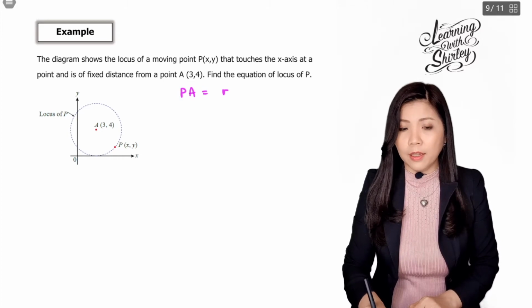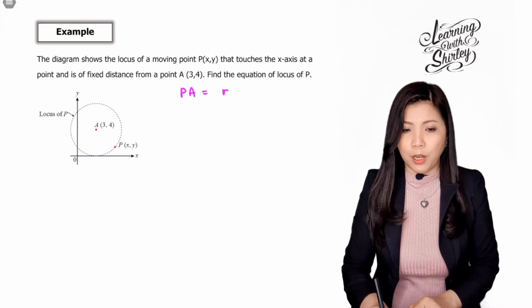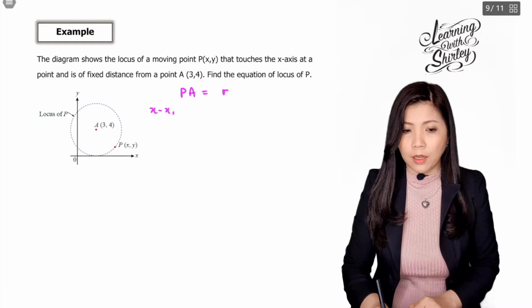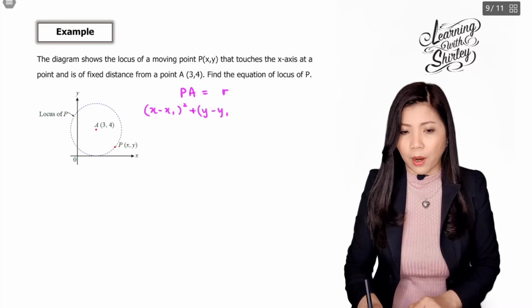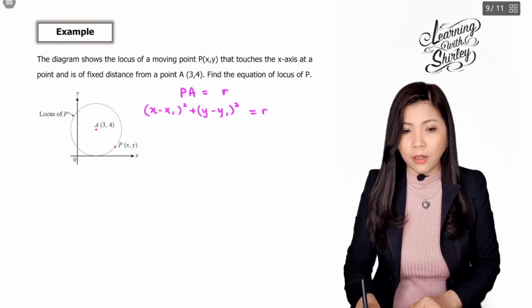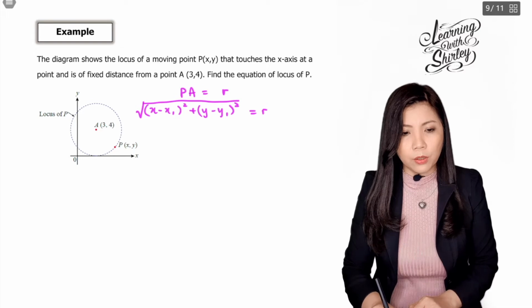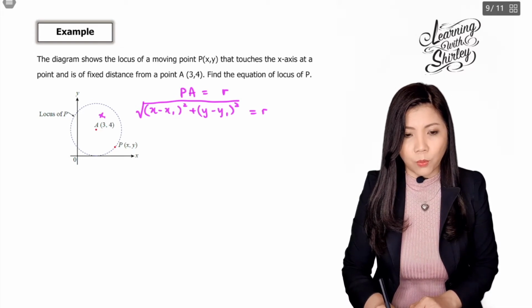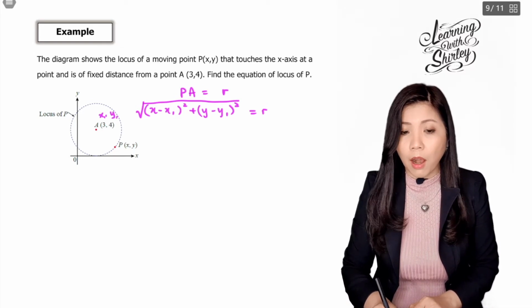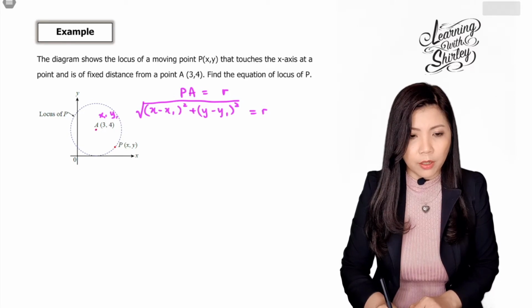To find the distance PA, we use this formula: the square root of (x minus x1) squared plus (y minus y1) squared, equals R. Remember to square root this. We're going to substitute the values, so this is x1, y1. And the R is the radius, so I'm going to join this to here.